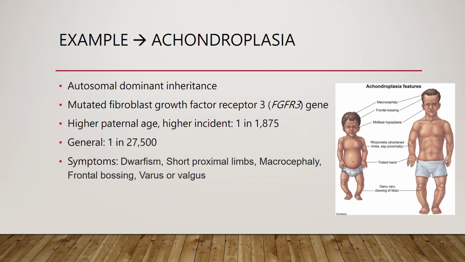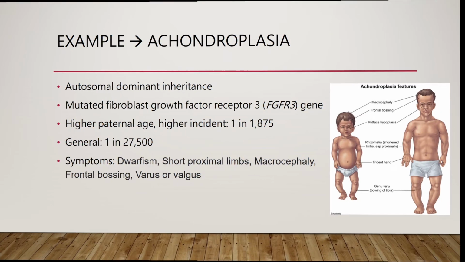syndrome. Also, the frequency of mutation increases with paternal age, 1 in 1,875 for fathers over 50 years old compared to 1 in 27,500 in the general population. The symptoms contain dwarfism, short proximal limbs, macrocephaly, frontal bossing, varus and valgus.